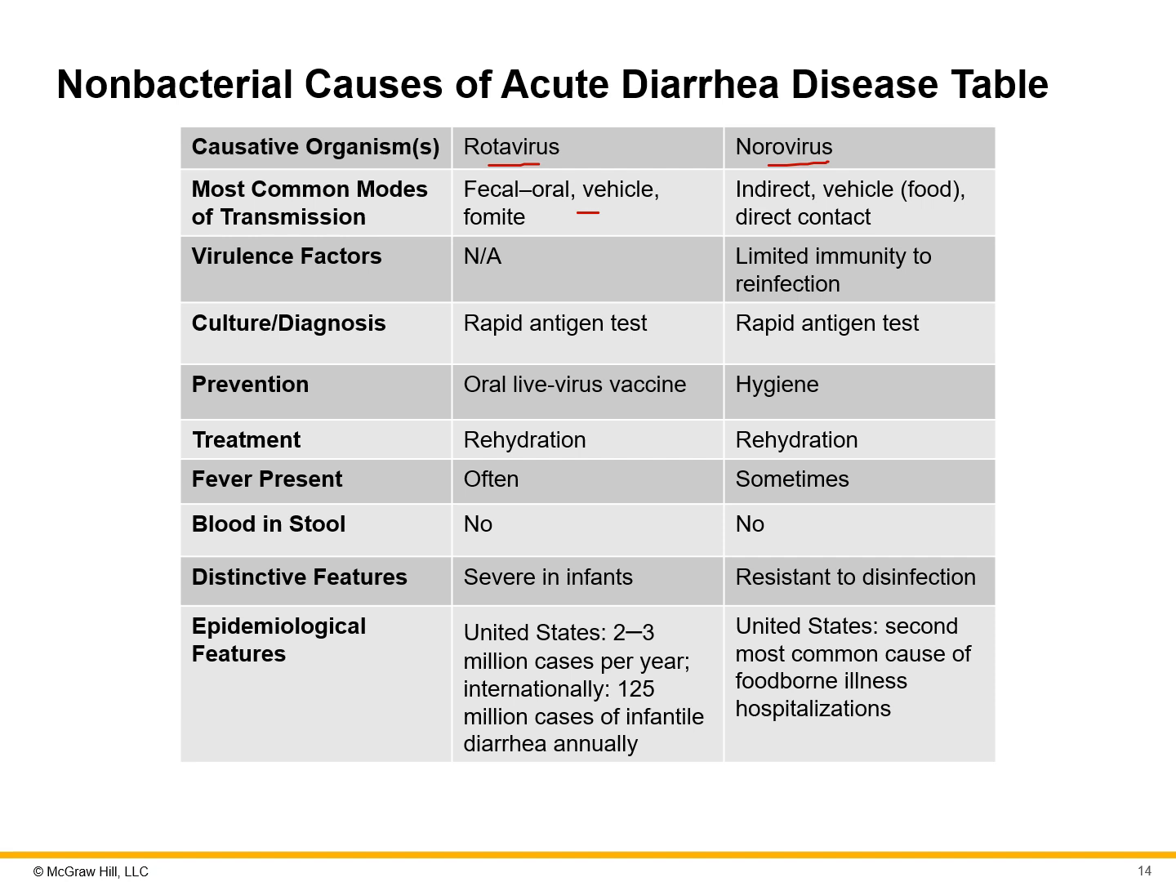Again, the rotavirus has a vaccine that's available because it is so harmful. Not so much with the norovirus, so just proper hygiene is important for preventing those.